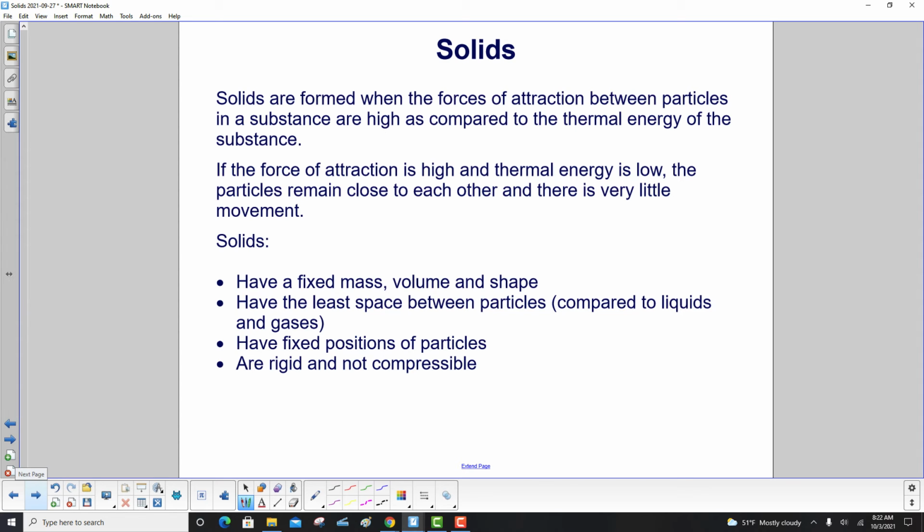Solids are formed when the forces of attraction between particles in a substance are very high compared to the thermal energy of the substance. If the force of attraction is high and thermal energy is low, the particles remain close to each other and there is very little movement. Solids have a fixed mass, volume, and shape. They have the least space between particles, that is, compared to liquids and gases. They have fixed position of particles, and they are rigid and not compressible.